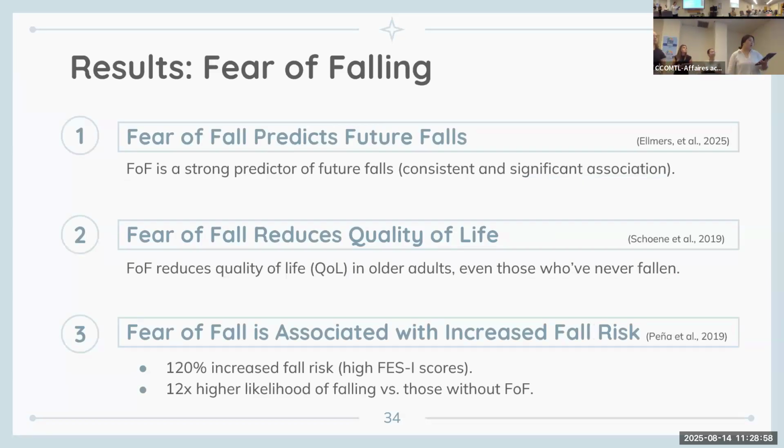Okay, so moving on, we'll now present the key findings from our research. We found that fear of falling is a strong predictor of future falls, with a consistent and significant association independent of past fall history. Fear of falling also negatively impacts well-being, as it's been shown to reduce quality of life, even in older adults who have never actually fallen. And fear of falling is also linked to an increased fall risk, with higher concern scores on the Falls Efficacy Scale associated with being 12 times more likely to fall compared to those without concern.